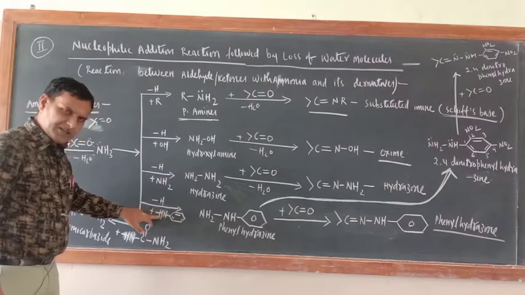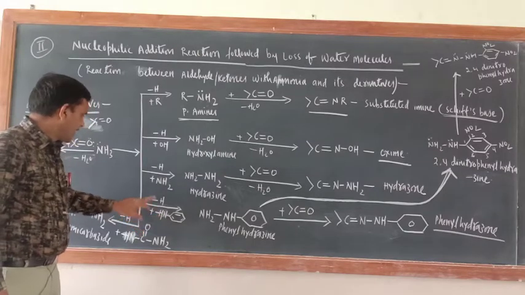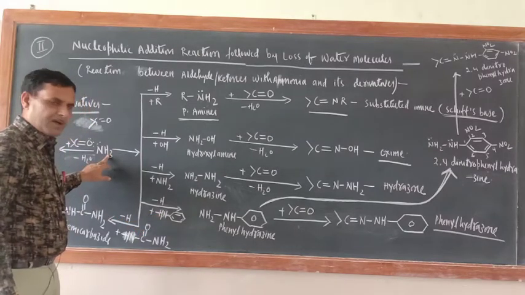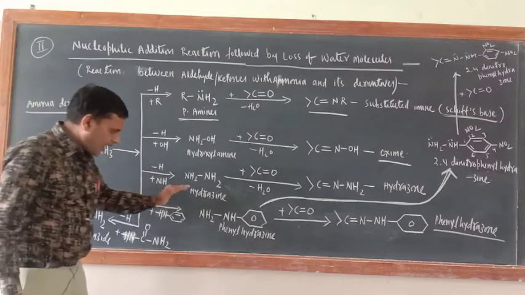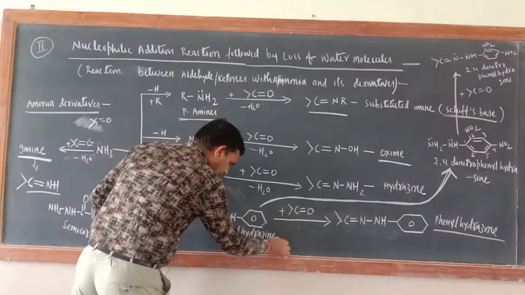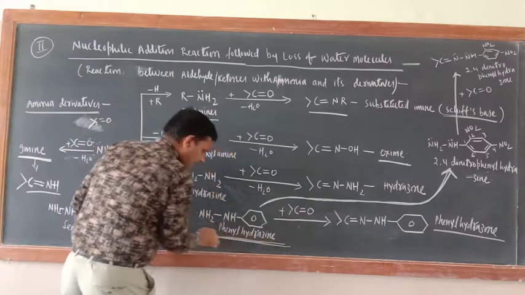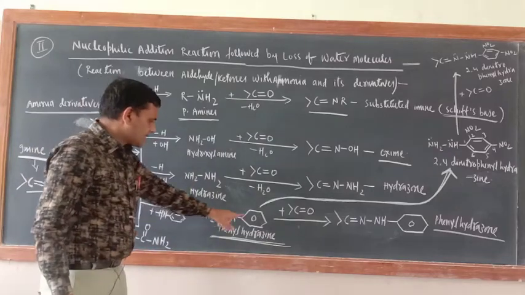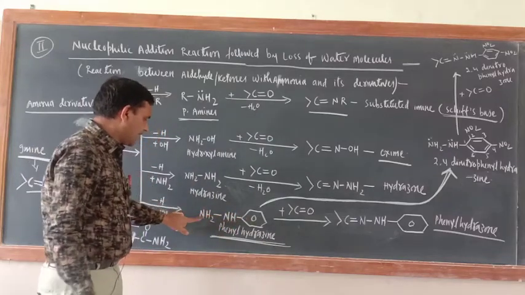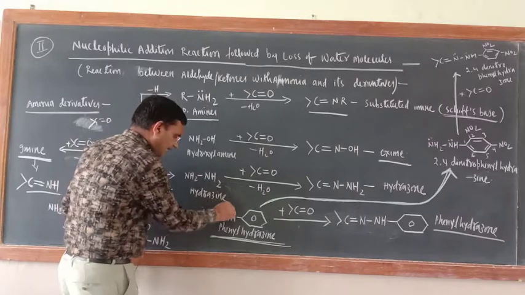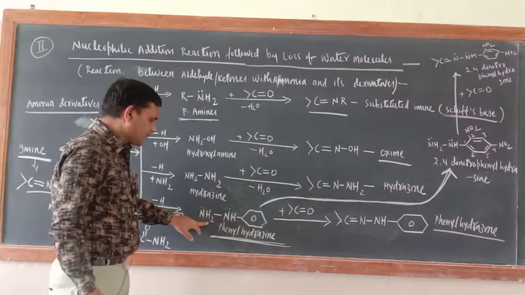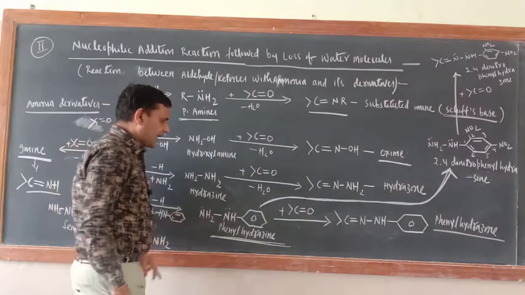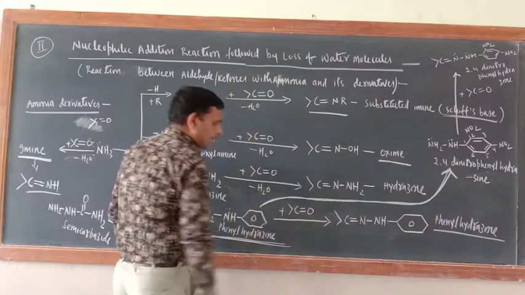So one H of this one and one H of this one, replace, and now add both. So this is phenyl hydrazine. What is this one? Phenyl hydrazine, C6H5NH NH2. Okay, NH NH2. And their reaction with the aldehydes and ketones.